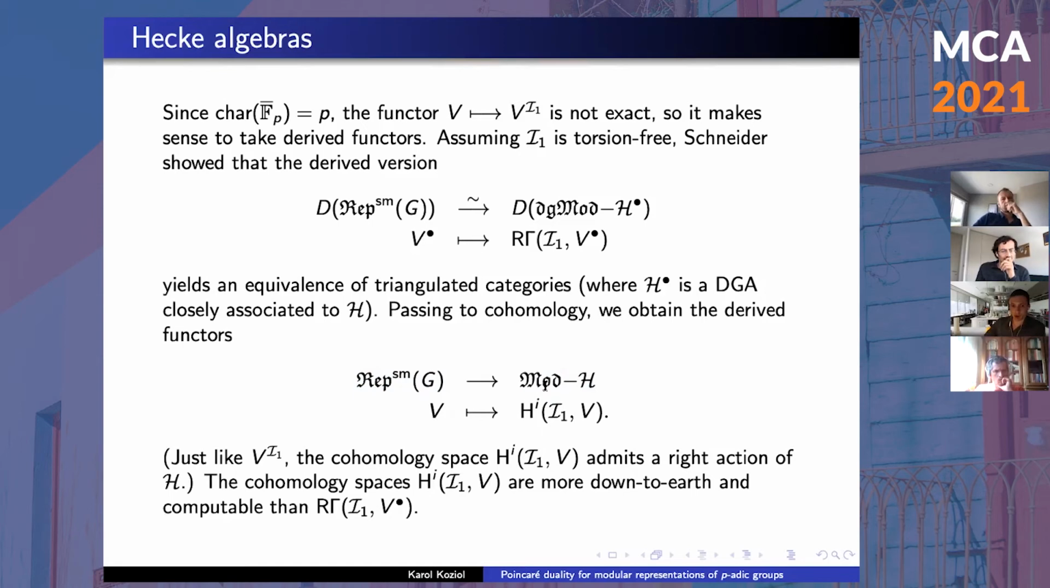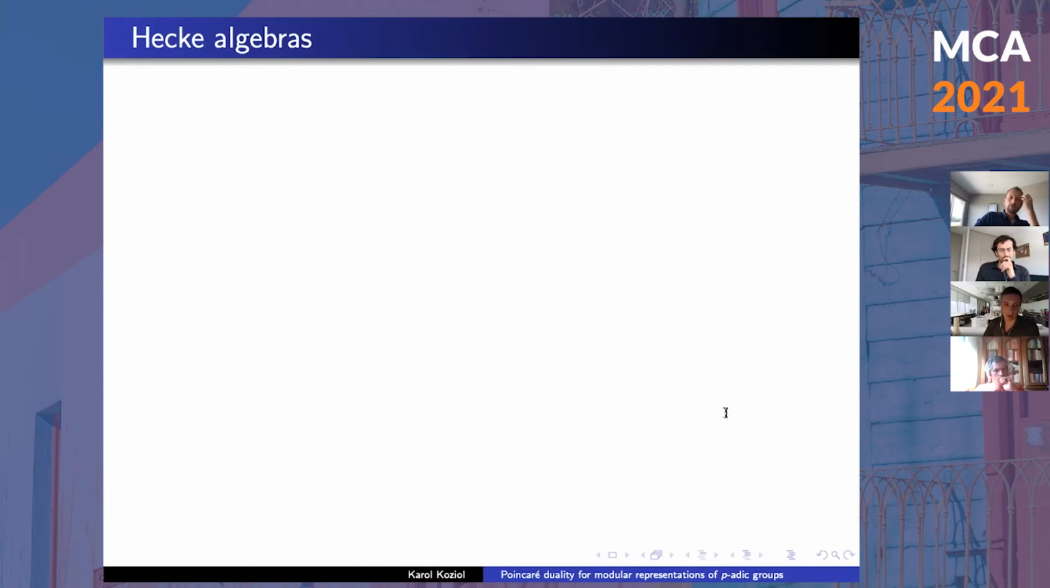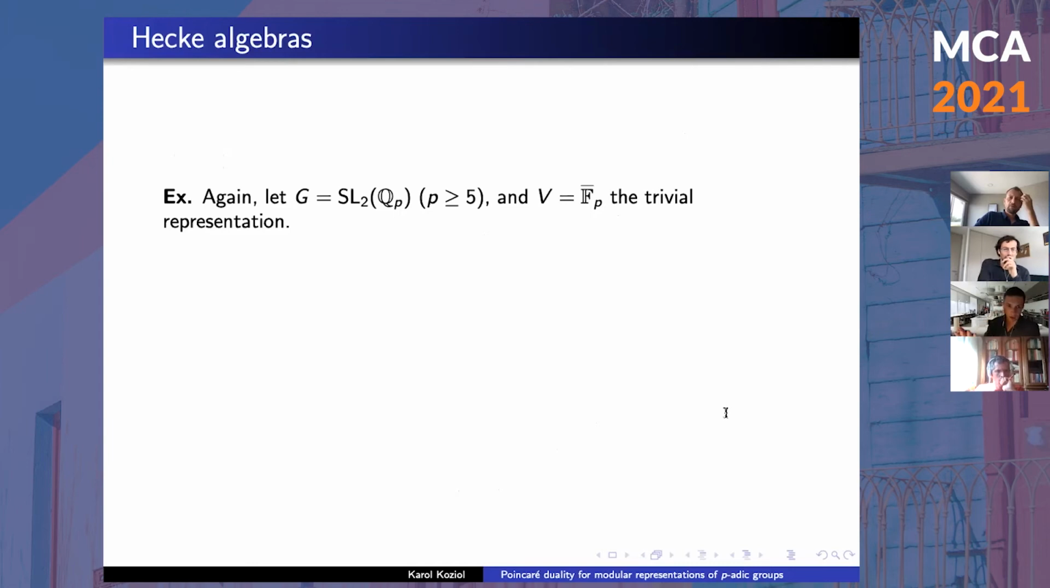And the point is that these cohomology spaces are more down to earth. You can even use cocycles to compute these, and they're a little bit easier to work with than this sort of big derived complex here. And just to give you an idea of how these are more down to earth, again, if we go back to this favorite example of SL2(QP), and if we assume P is greater than or equal to 5, this guarantees that the pro-P Iwahori is torsion free.